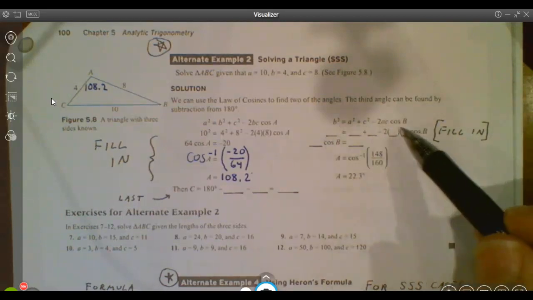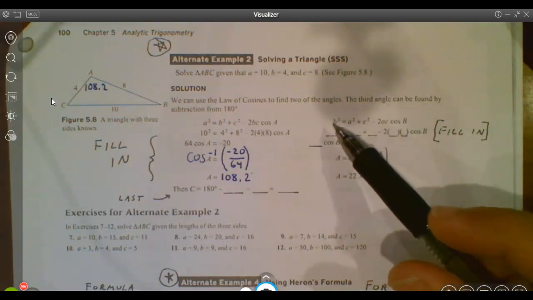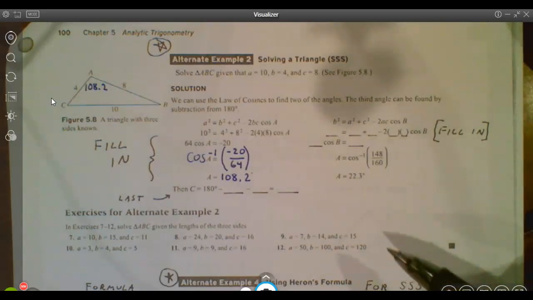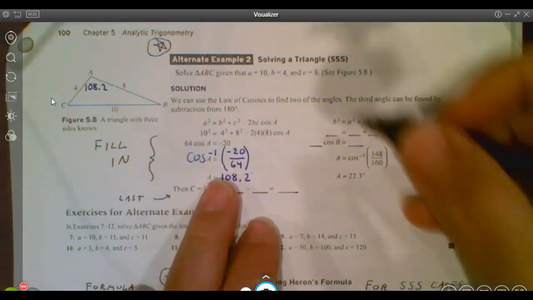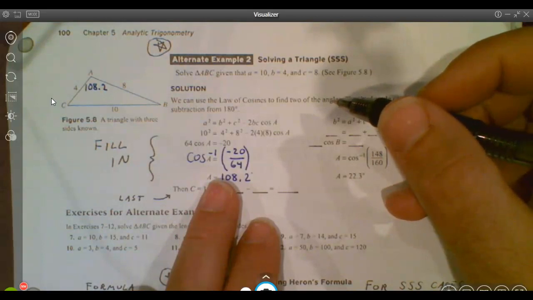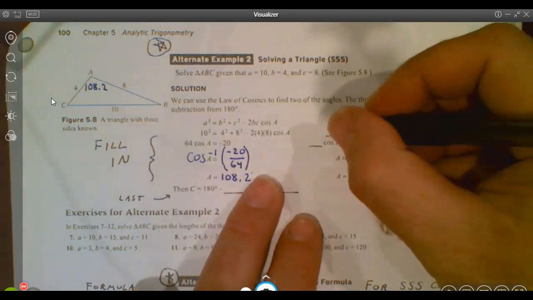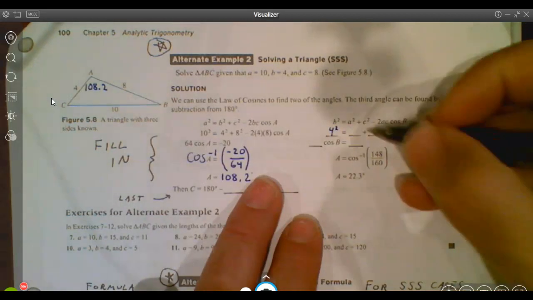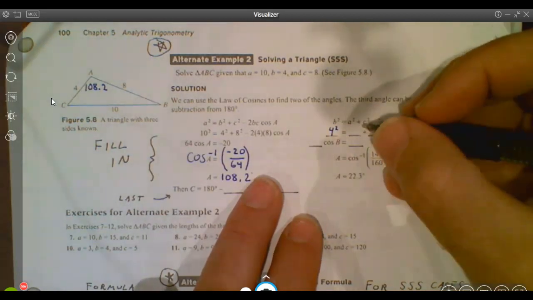So if we wanted to find angle B, this is now the isolated side across from it. These are the other 2 sides. If we start plugging in the numbers here, across from angle B is a 4, so 4 squared. These are the other 2 sides, which we know are 8 and 10.